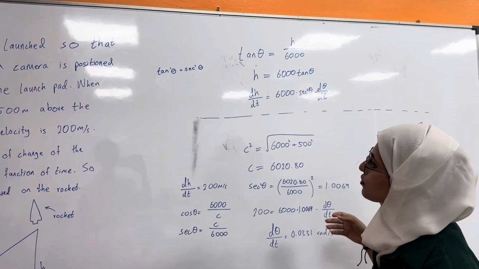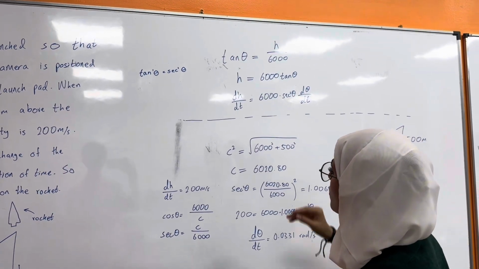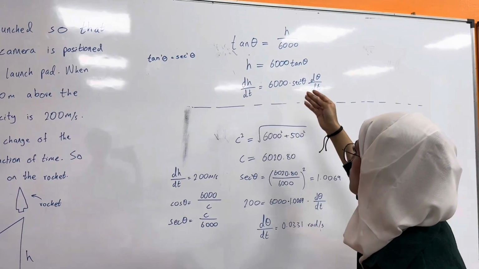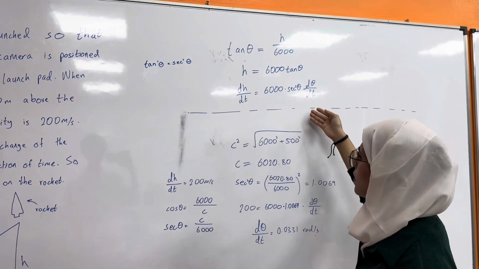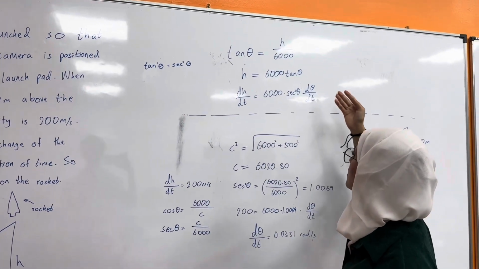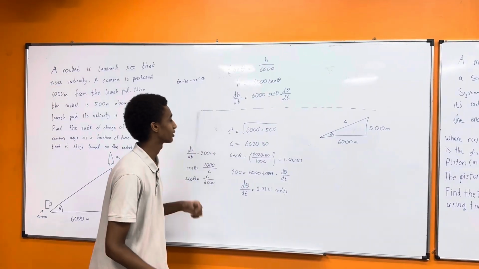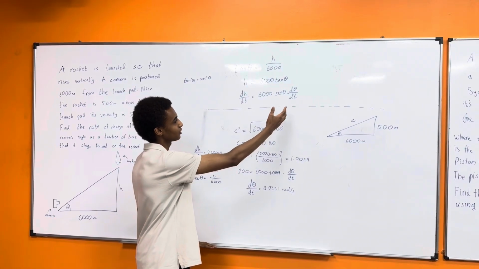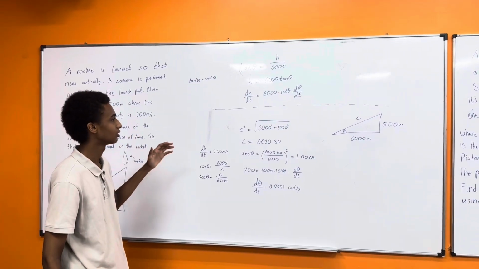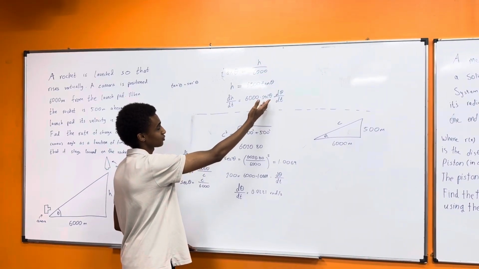Now to get the rate of change, we need to differentiate implicitly with respect to t. We'll get dh over dt equals 6,000 times secant squared theta, which is the derivative of tan theta, times d theta over dt. Okay, so we need to find the value of d theta over dt as mentioned in the question. In order to get this value, we need to find the value of sec squared theta.